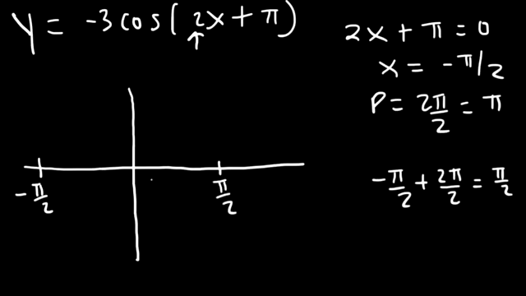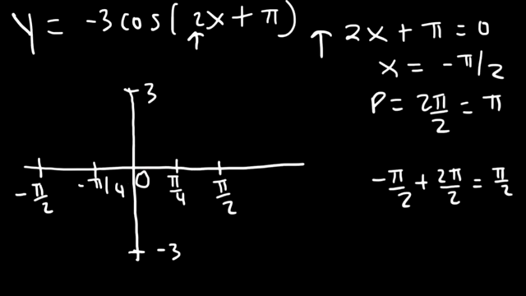The midpoint between these two is 0. And the midpoint between 0 and pi over 2 is pi over 4. And on the left side, we're going to have -pi over 4. So the amplitude is 3. So the range is going to be from -3 to 3. Since there's no vertical shift, the vertical shift is 0. So now we can make the points that we need to put on the graph.